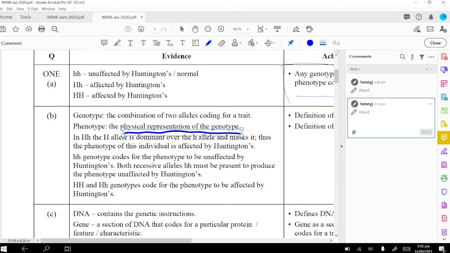In heterozygous, the dominant allele is dominant over the recessive allele and masks it. Thus, the phenotype of the individual is affected by Huntington's. In the homozygous recessive, both the recessive alleles must be present to produce a phenotype that is unaffected by Huntington's. And then lastly, homozygous dominant and heterozygous genotypes code for the phenotype affected by Huntington's.